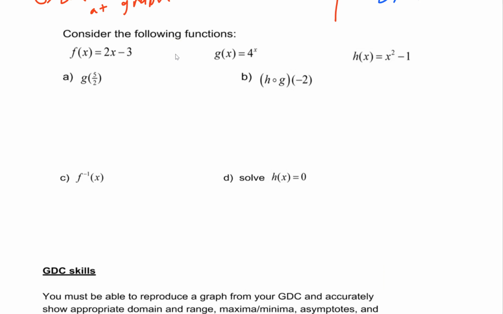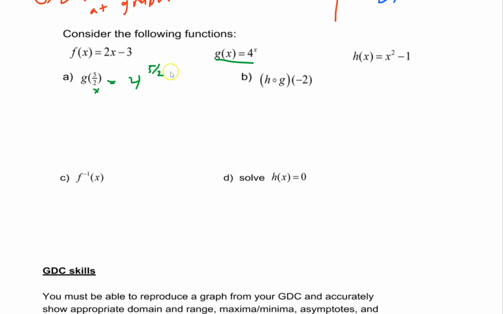Okay, so now we know what domain and range are. Next up, if I give you a function, how do we do some operation with the function? First one here, g of 5/2, right? Well, you look for the g function and you just plug it in. That means plug in x, and you're trying to find the y. So plug it in: 4 to the 5/2.